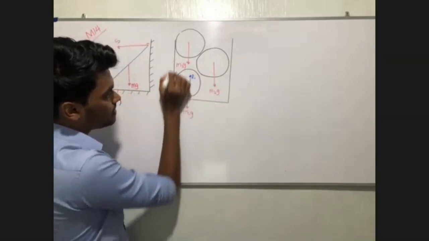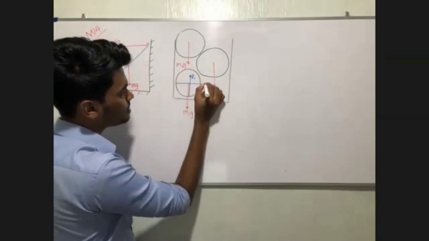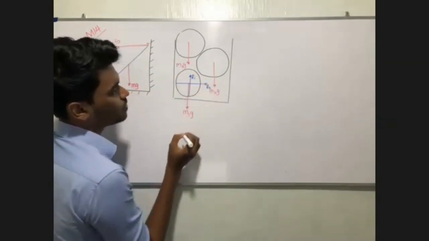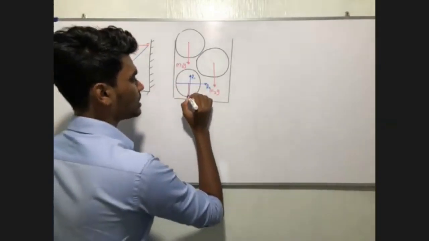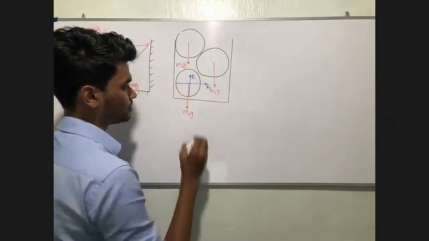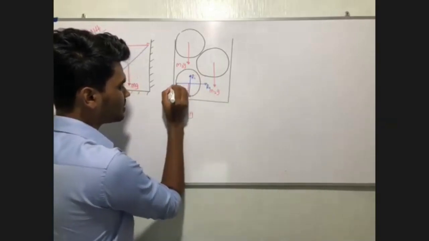Once again, there is a surface here perpendicular to this. That's R2. This is R1, R2. Perpendicular, right?